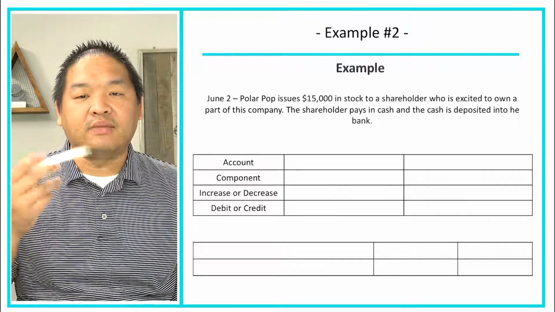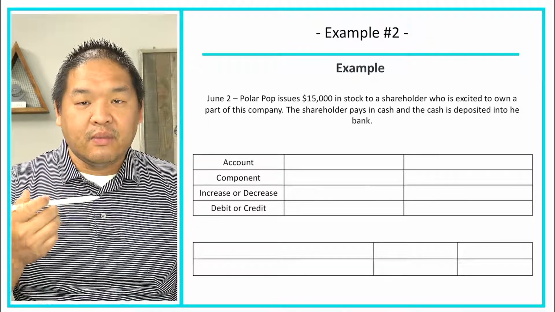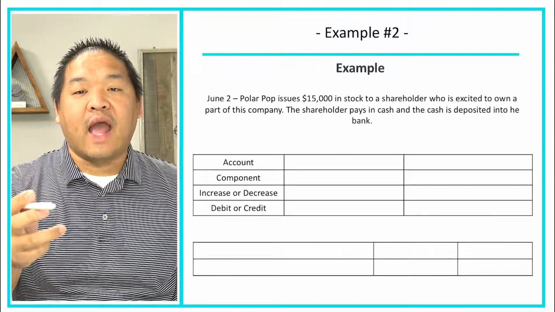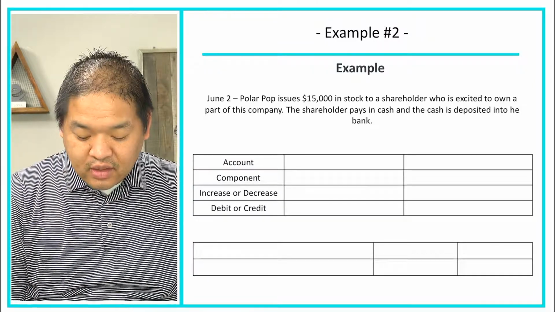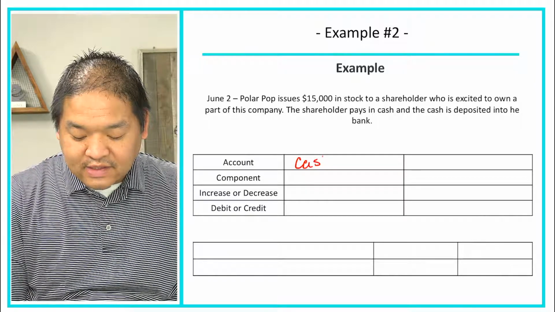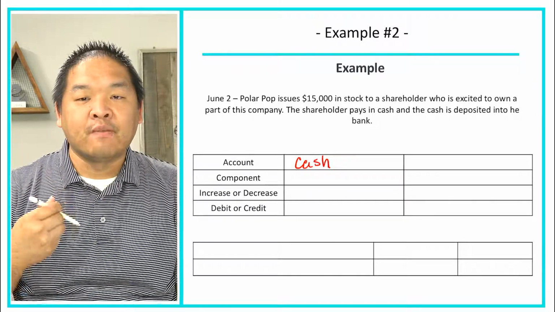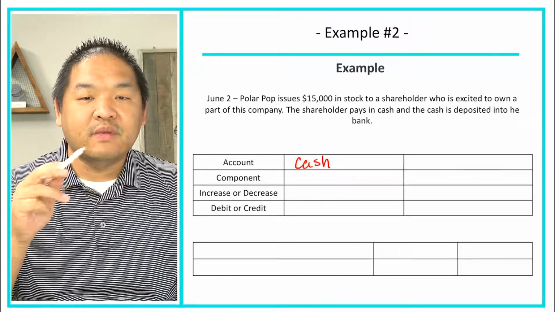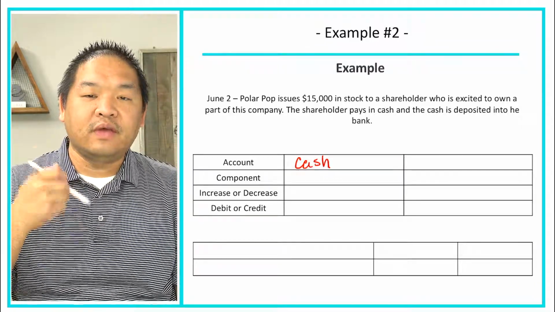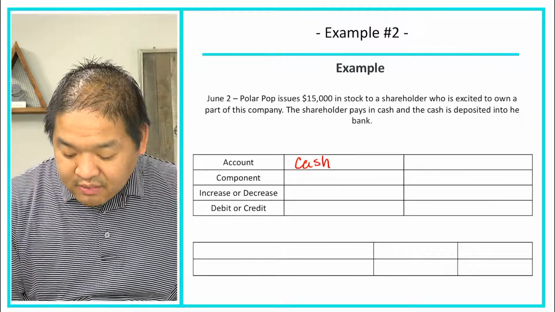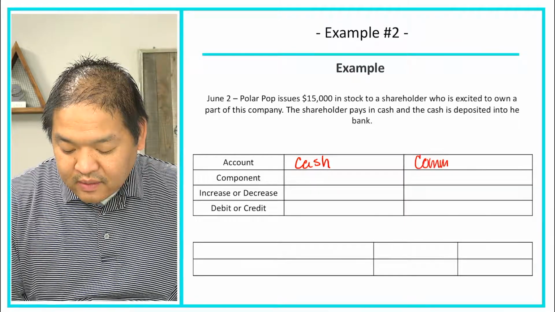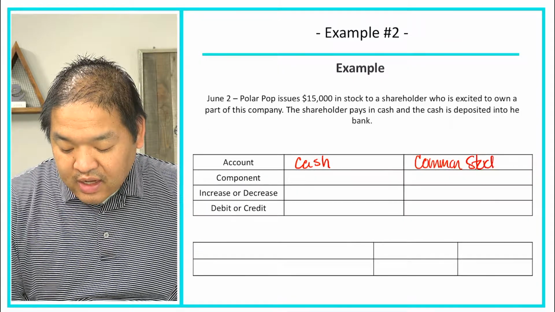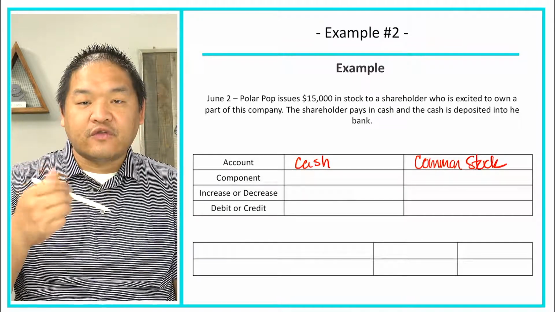So what am I giving up? I'm giving up ownership in Polar Pop Inc. in exchange for cash. So I know I'm getting cash. So one of the accounts that we're going to affect is cash because we're receiving cash. What did we give up? Well, we gave up stock, right? So when we give up stock, we call that common stock. So cash for common stock.